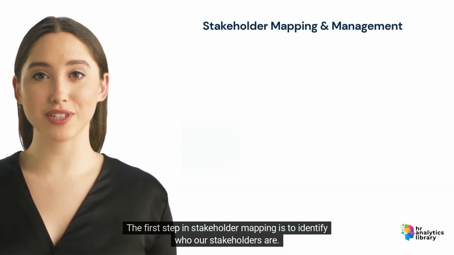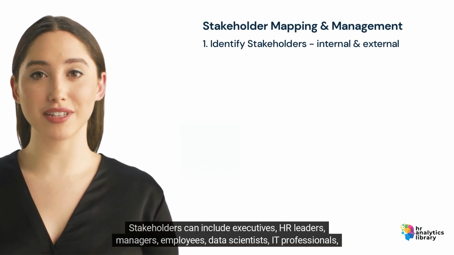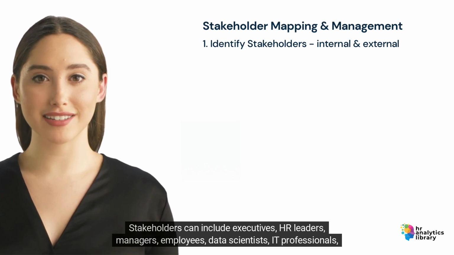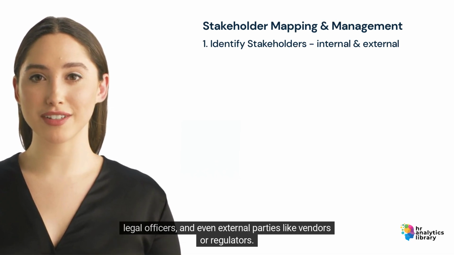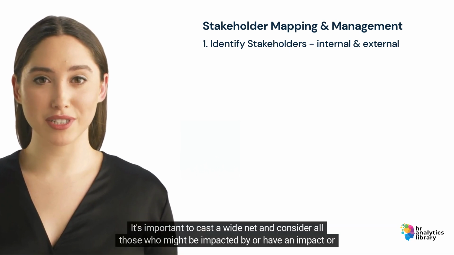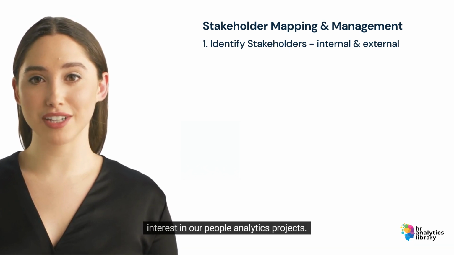The first step in stakeholder mapping is to identify who our stakeholders are. Stakeholders can include executives, HR leaders, managers, employees, data scientists, IT professionals, legal officers, and even external parties like vendors or regulators. It's important to cast a wide net and consider all those who might be impacted by or have an impact or interest in our people analytics projects.